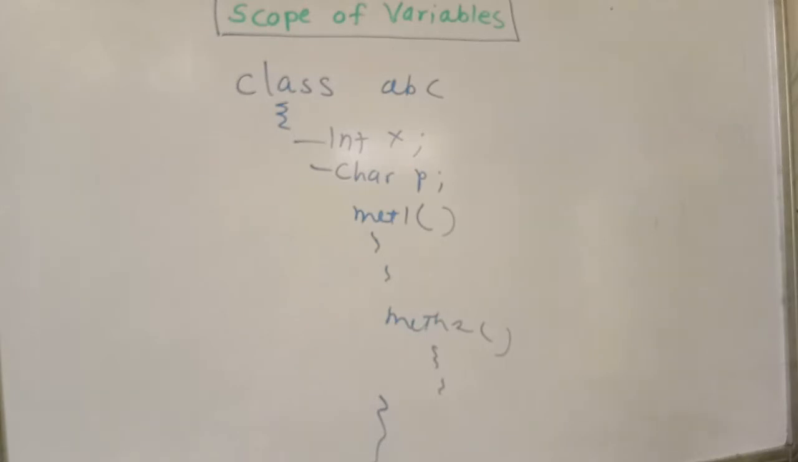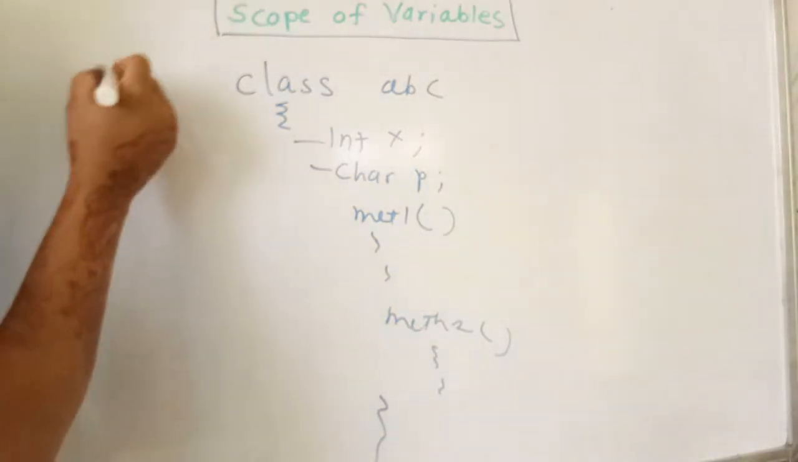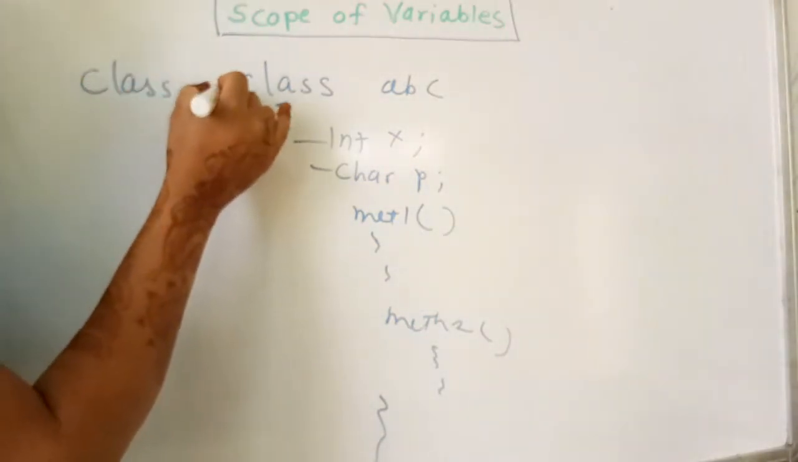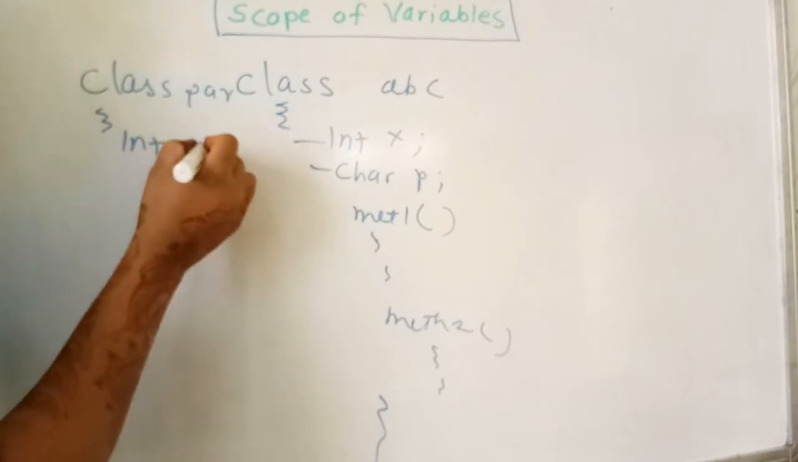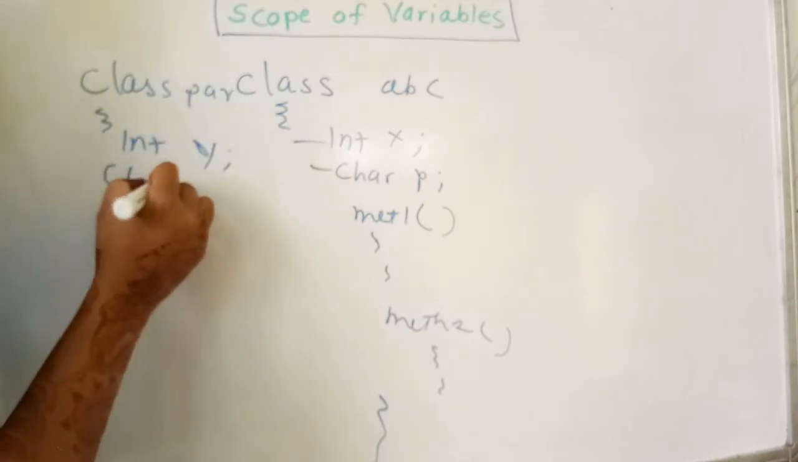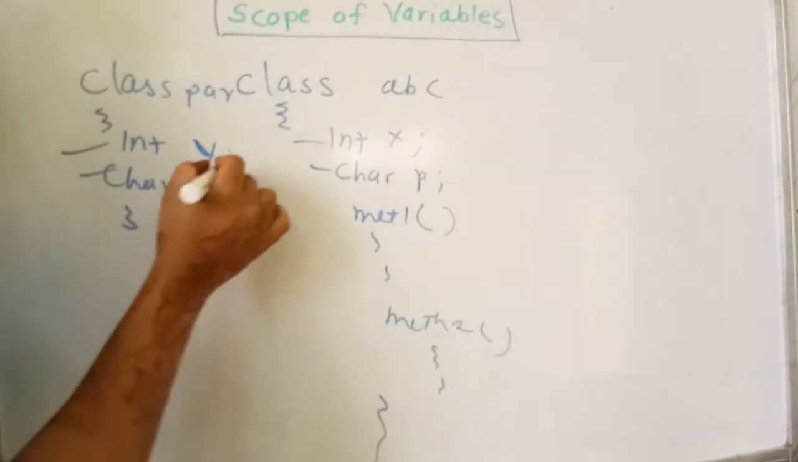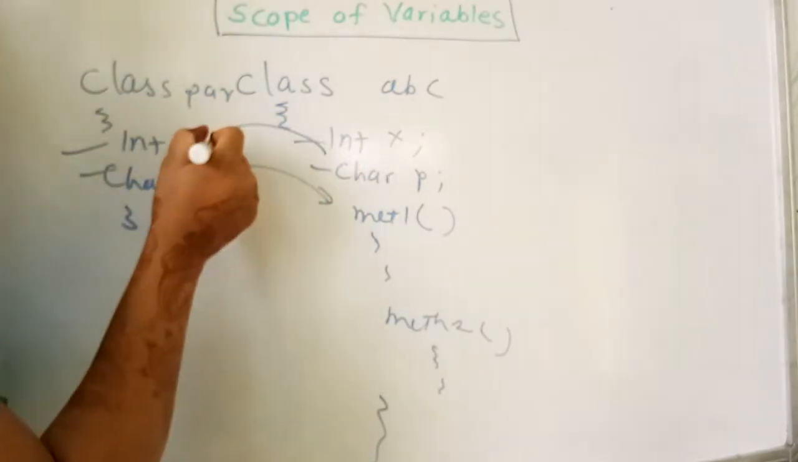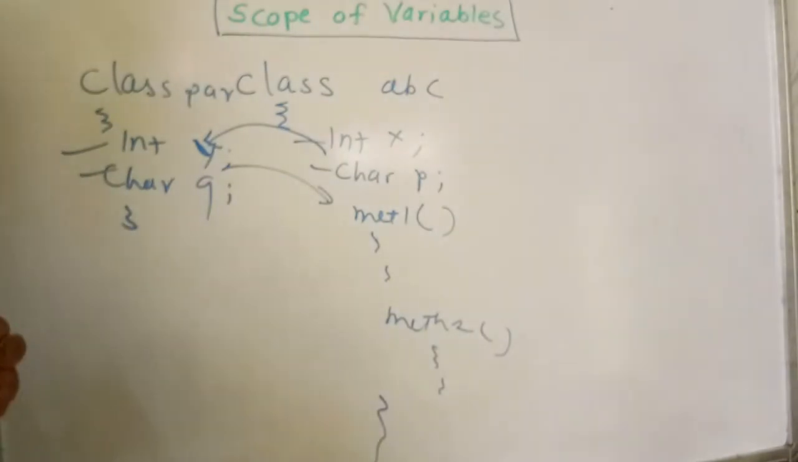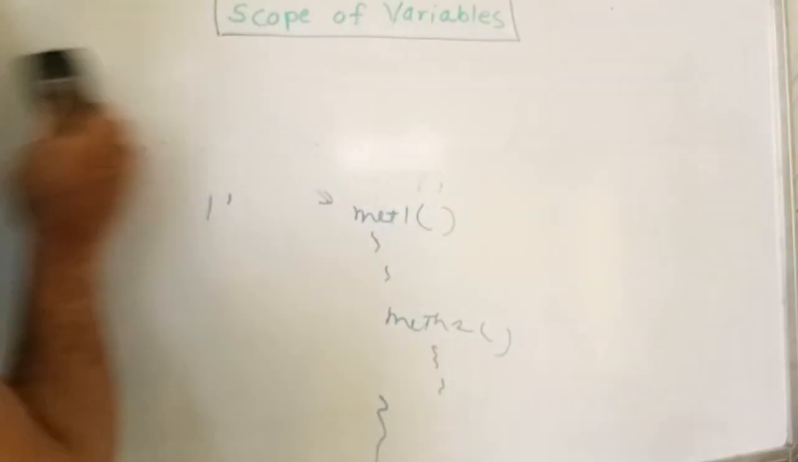Suppose there is another class known as PQR with the variables integer Y and character Q. These variables are not accessible in this class, and those variables are not accessible in that class. So this is the mechanism behind the scope of a variable.